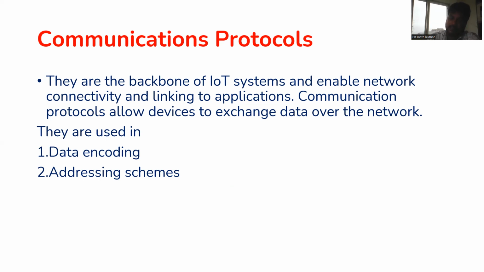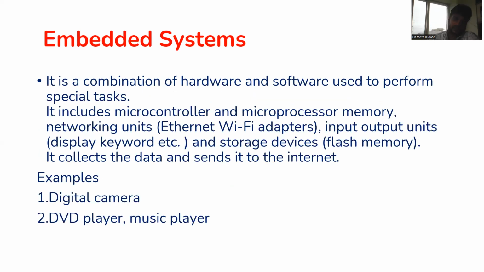Okay, next one is embedded system. An embedded system is the combination of both hardware and software used to perform a special task. That is what we consider an embedded system. It includes a microcontroller, microprocessor, memory, network units, Ethernet, Wi-Fi adapters, input, output, displays, keyboard, etc., and storage devices. Every device comes under embedded systems. For example, flash memory. It collects the data and sends it to the internet. That is the main objective of an embedded system.